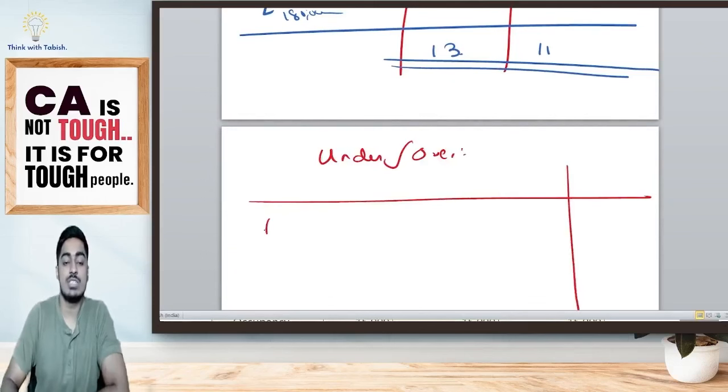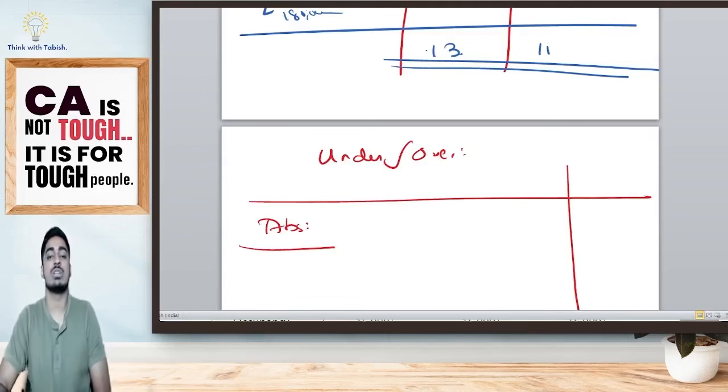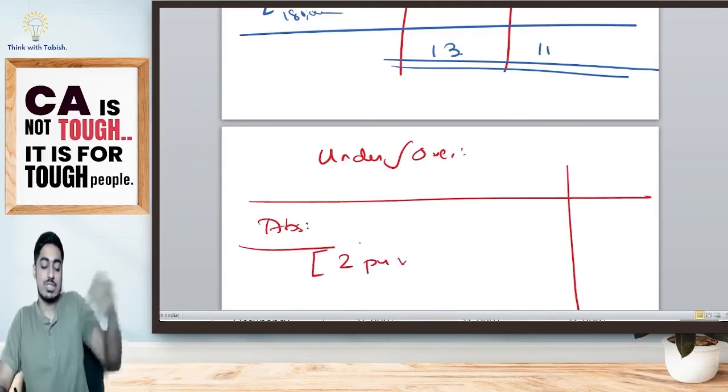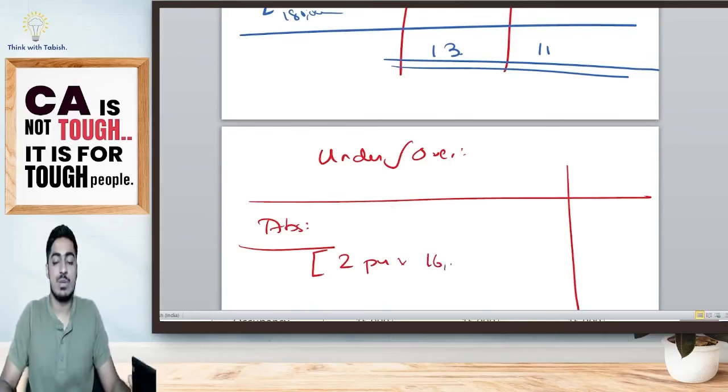Yes, how much is my absorbed overheads? How am I absorbing, students? I'm absorbing overheads at the rate of 2 rupees per unit. For every unit produced, I'm telling 2 rupees is my overheads. Actually, how many units have been produced? 1,60,000 units have been produced.